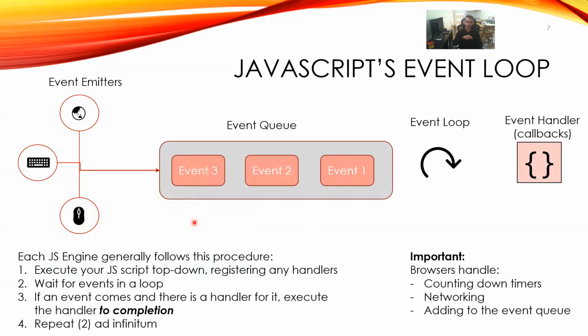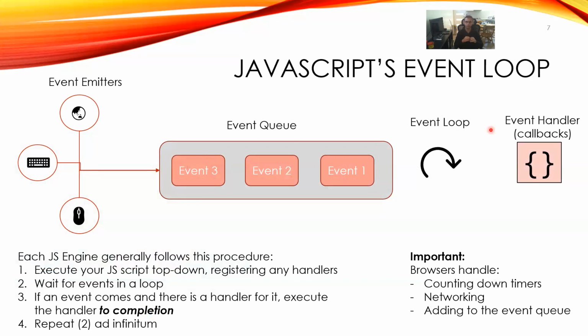And the JavaScript runtime has a loop that's always running. What it does is grab the least recent event, whichever one is at the head of the queue. Then it checks to see if it has an event handler for that, and it will go and execute that event handler to completion, which is the main thing. Like I said, these event handlers always run in isolation and to completion.